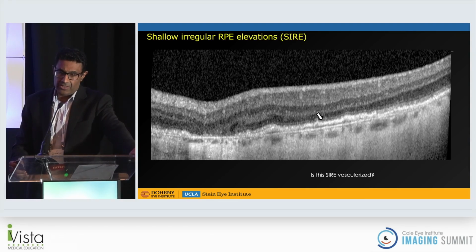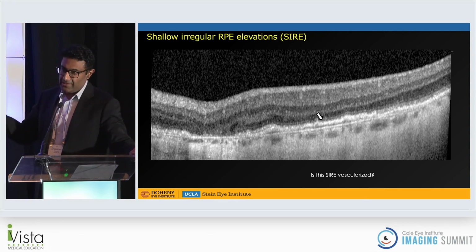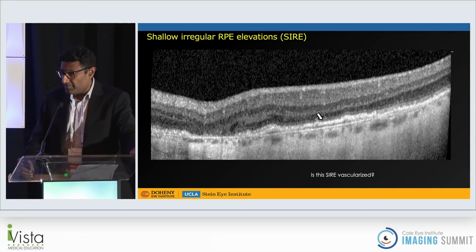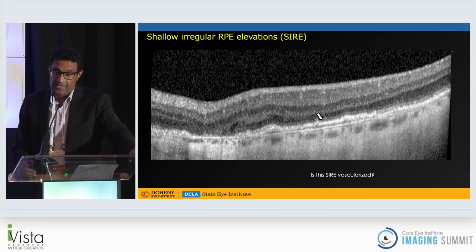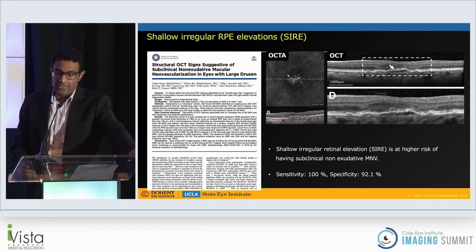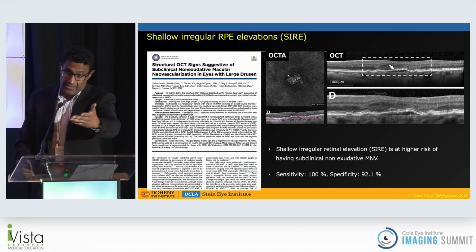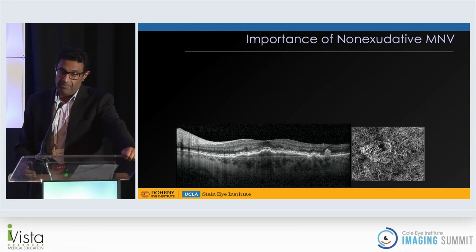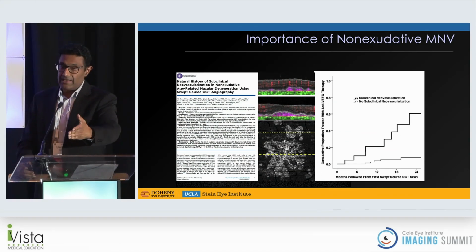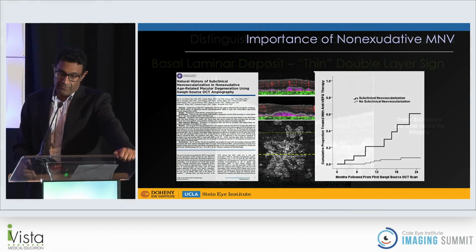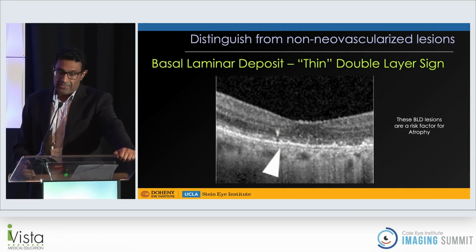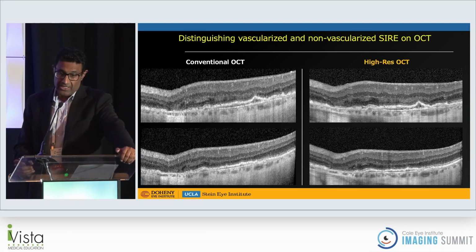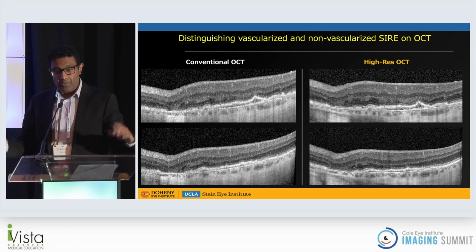Last thing, in the last minute, I'll talk about neovascular AMD. One of the questions that comes up, Amani talked about using OCTA, but she talked about some of the challenges of interpreting OCTA, and you wonder, are these RPE elevations vascularized? Because some of them may just be thick basal laminar deposit. They may not be vascularized, like in this example. We know it's important to recognize because these patients are at higher risk for converting to exudation. Sometimes when it's very thin, we say it's just basal laminar deposit, or we call that a thin double layer sign. But can we really be confident whether they're vessels or not?